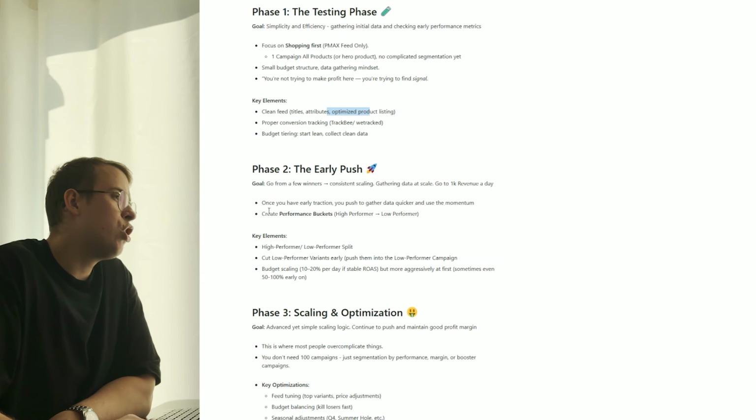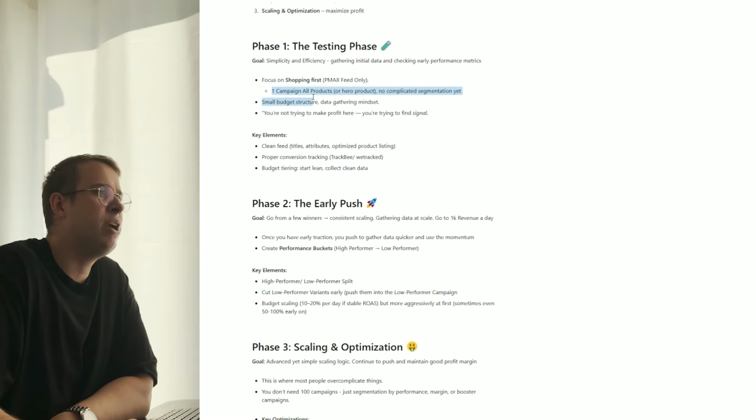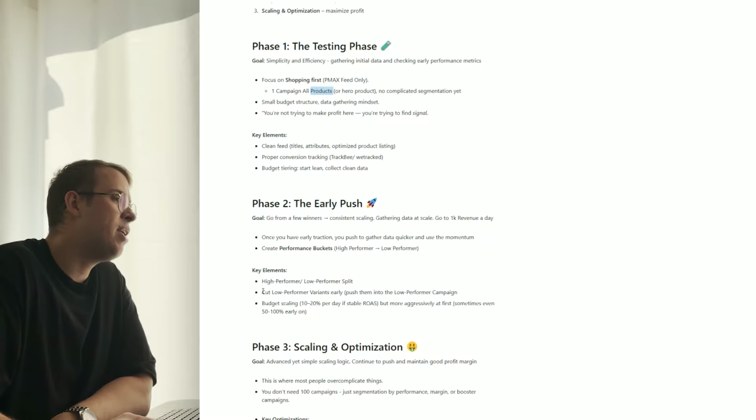But one thing that we want to do early on from the Google Ads side of things is create a high performer, low performer split. So basically we want to take out everything that doesn't work, because we said we have one campaign, all products, right? We keep it simple for the start. But we want to take out everything that doesn't perform very early on, and we are quite aggressive with that, depending on the niche, because usually we test a lot of products.